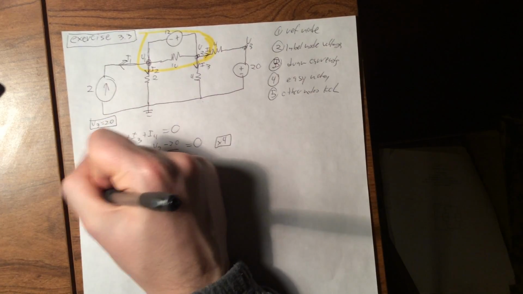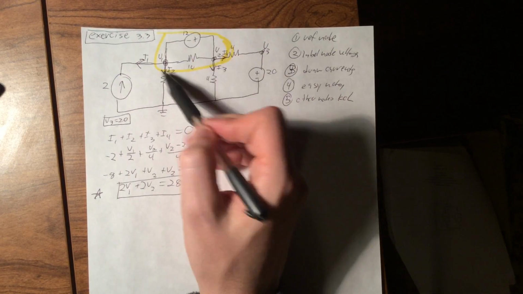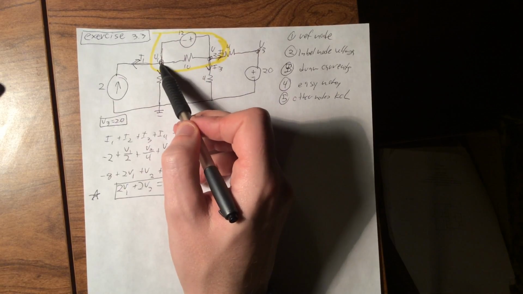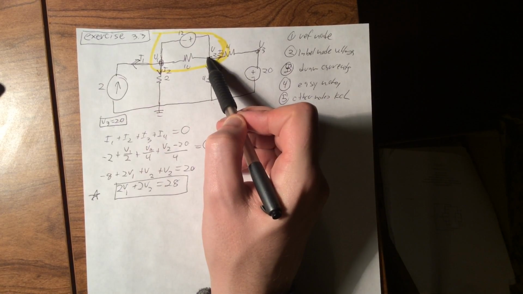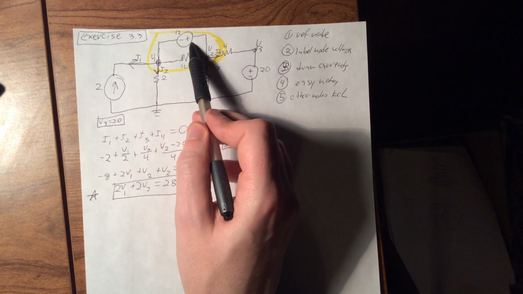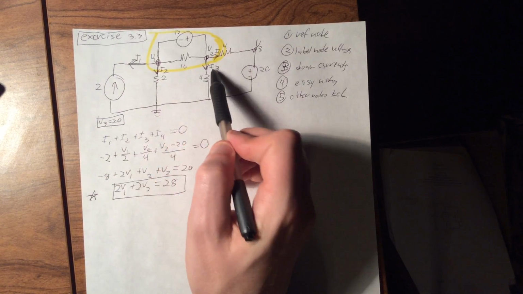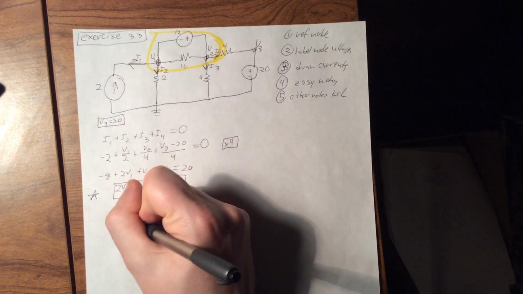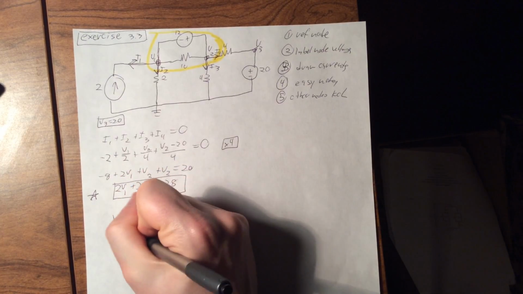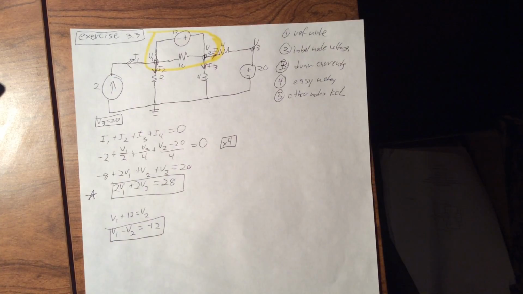That's our first equation. Now, what's our next equation that we get from this? Well, the next thing we have to do is the internal supernode equation. And so what we have to say is, what is the voltage difference from V1 to V2? What is that drop? Well, it's simple. Again, we have a voltage source here. We've got V1 plus 12 equals V2. And if we rearrange that, that's V1 minus V2 equals minus 12. Boom, that's our second equation.